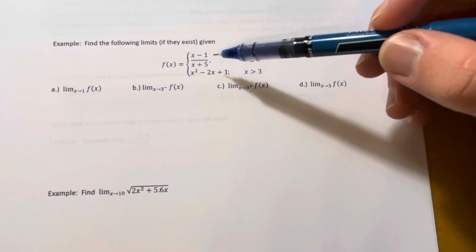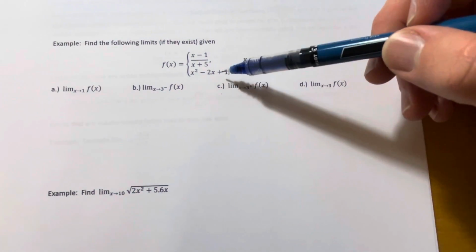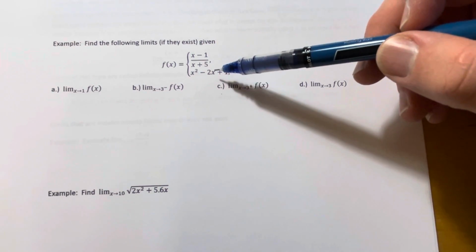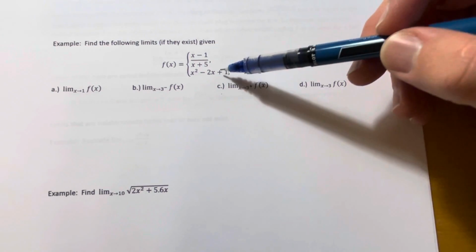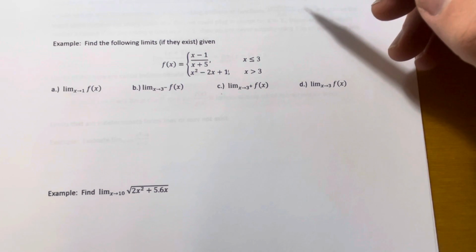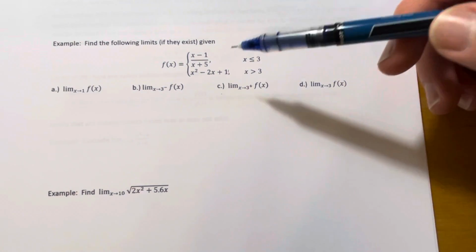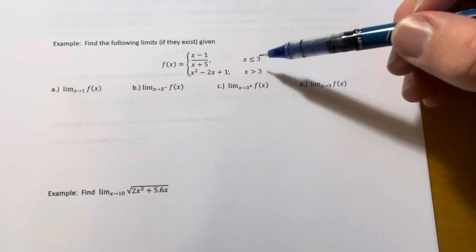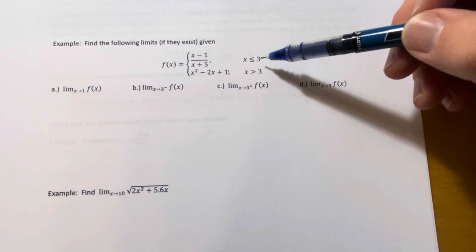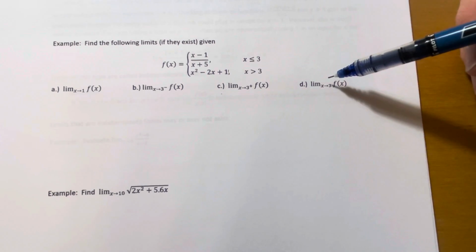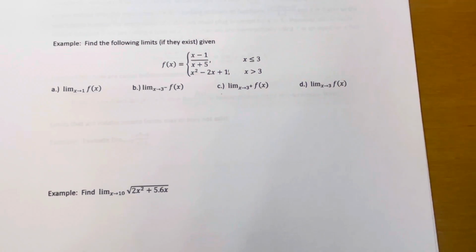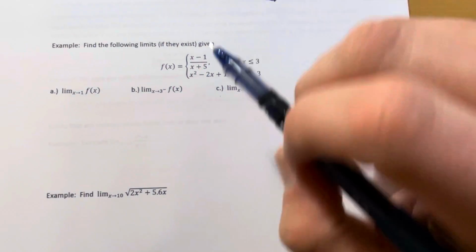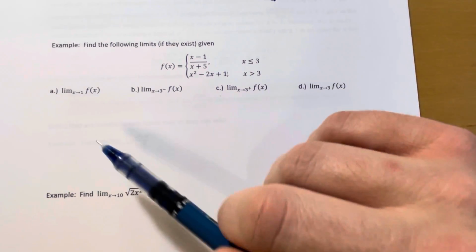So notice, even though it's a piecewise function, the two pieces are either rational functions or polynomials. And that means that I can still use the direct substitution property. The only thing I have to be careful about is if I'm taking the limit as x approaches 3, which, if you notice, the very last one is that type of limit. So let's deal with a first.